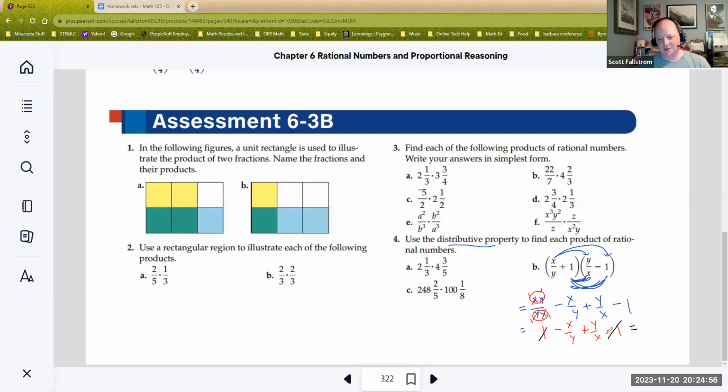And your final answer, if you want to write it the quickest way, would be y over x, which is positive, minus x over y. And that's it. Yeah, that's it. That's the result.